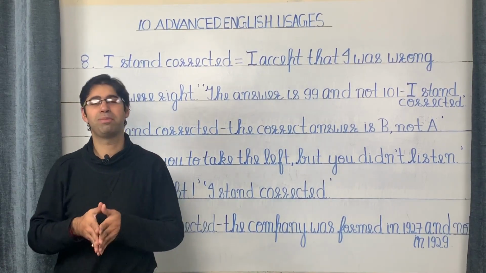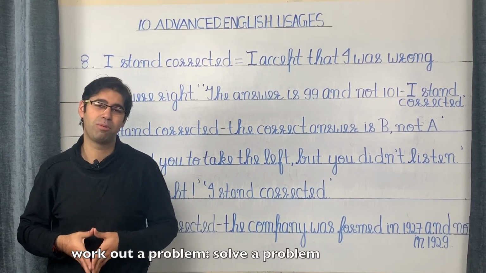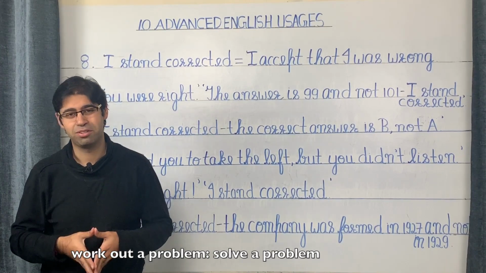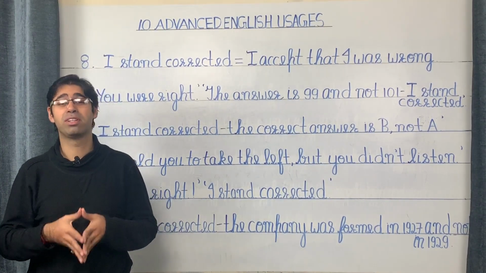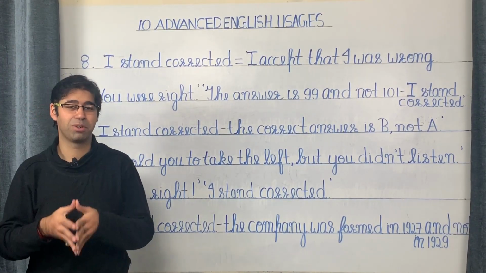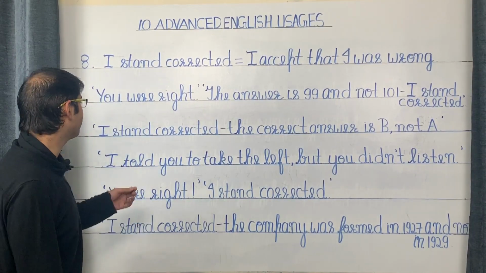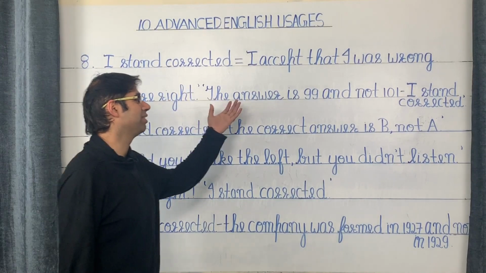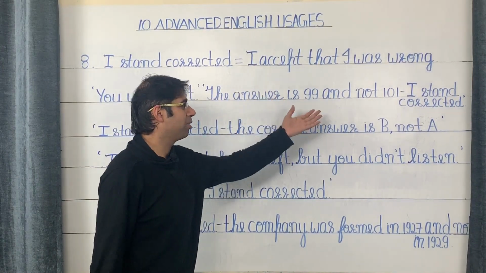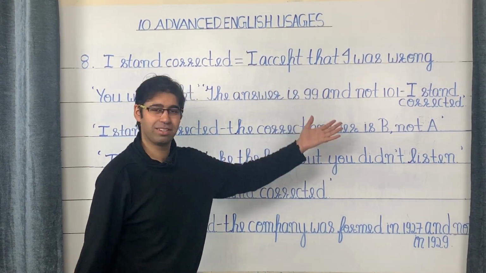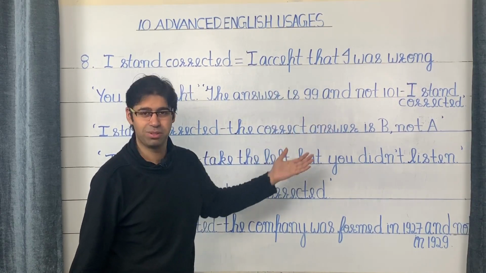So let's say two people were busy working out a maths problem, but they had disagreement regarding the answer. But soon enough, one of them finds out that they were wrong, and this is how they admit to their mistake. You have the sentence as, you were right, the answer is 99 and not 101. I stand corrected. I accept that I was wrong.